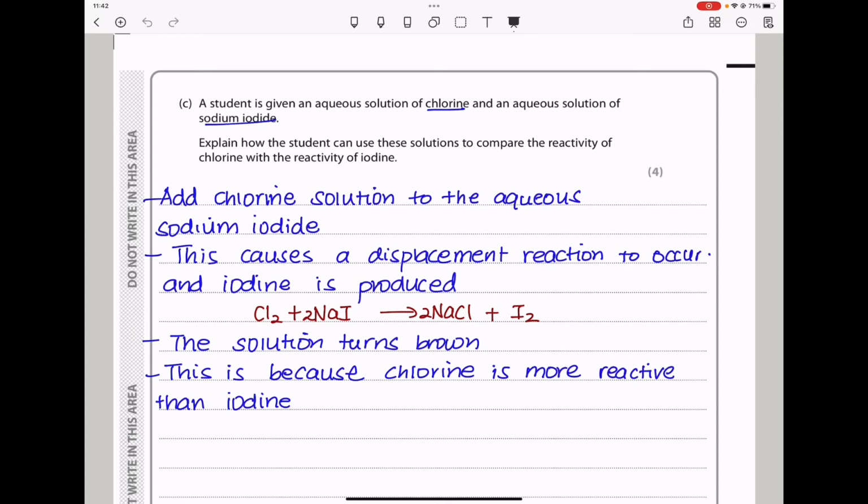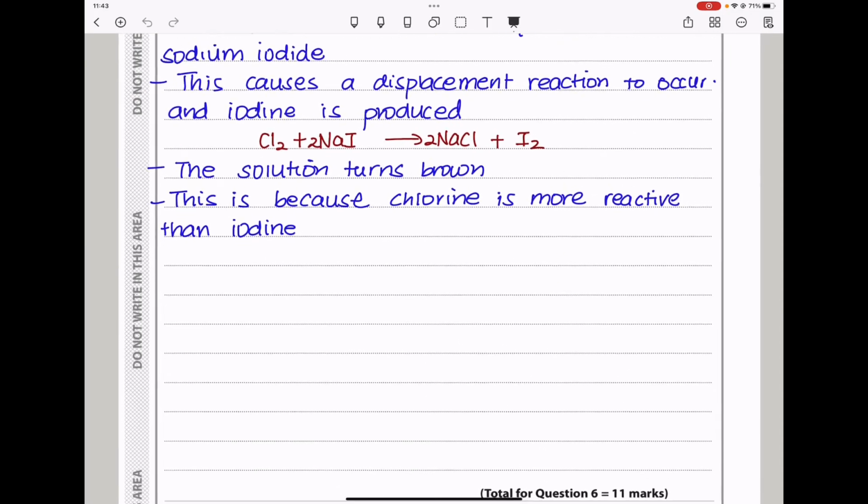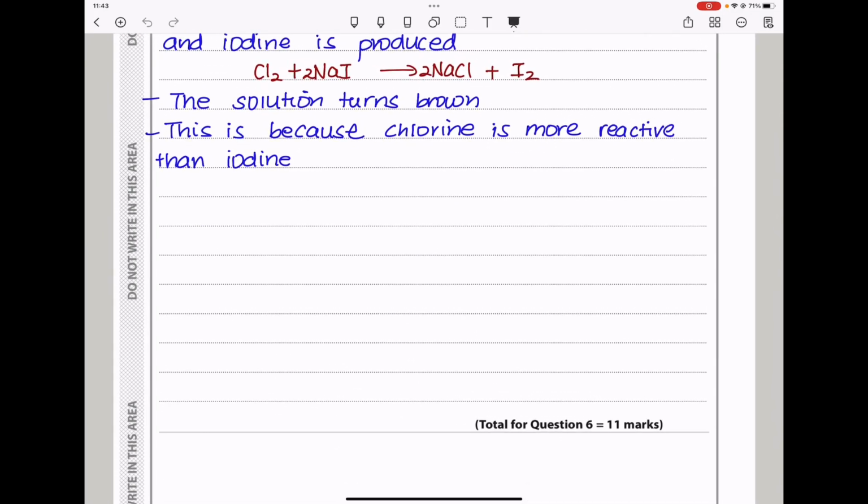So the reaction is going to be chlorine plus sodium iodide gives us sodium chloride and iodine. The key thing here is chlorine is more reactive than iodine, so chlorine is going to displace iodide. The resultant change is going to be that the solution turns brown because iodine in the aqueous solution is going to be brown. So this brings us to the end of question 6. Let's continue to question 7.